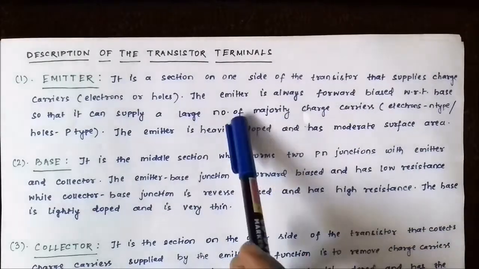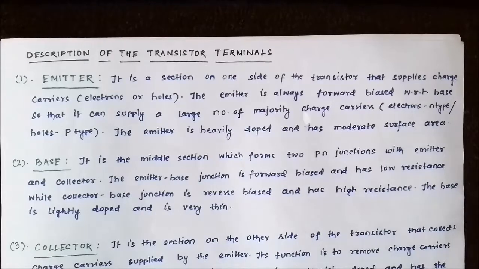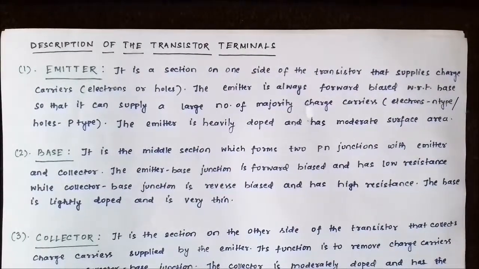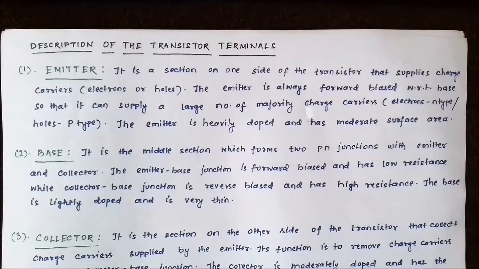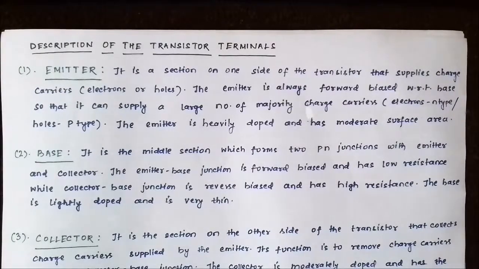So the emitter terminal is always forward biased. If it is an NPN transistor, the emitter terminal will always be connected to the negative terminal, and if it is a PNP transistor, the emitter terminal will always be connected to the positive terminal of the supply voltage. So why is it forward biased? So that the maximum number of charge carriers can be supplied towards the base terminal and then to the collector terminal.